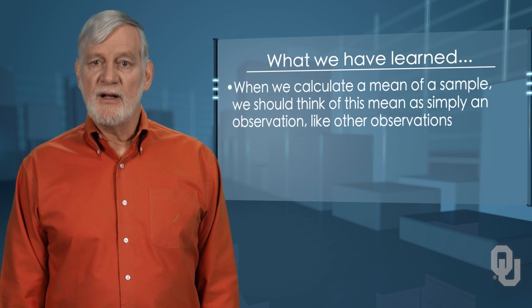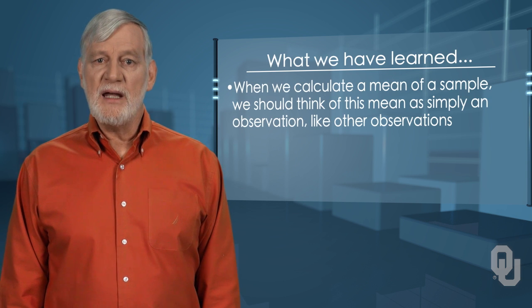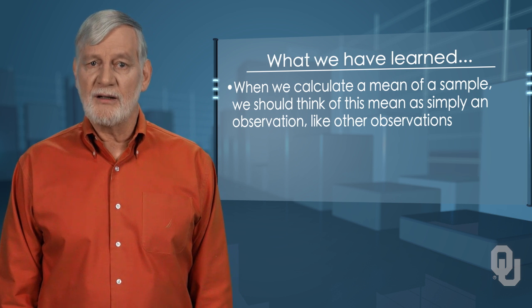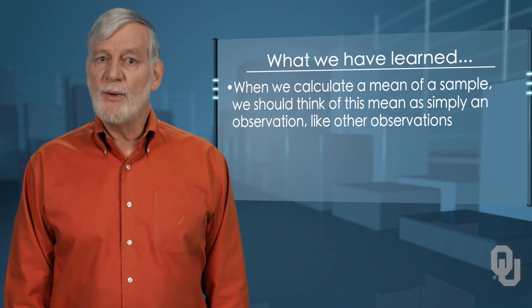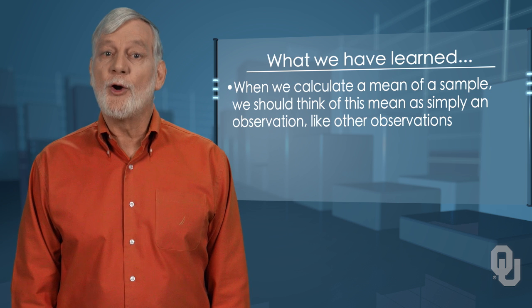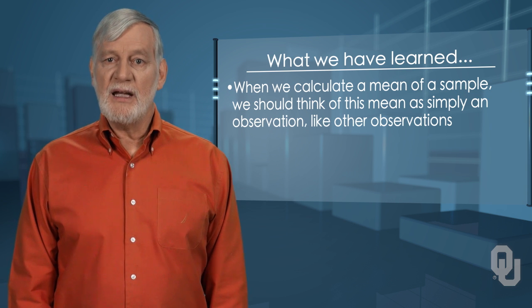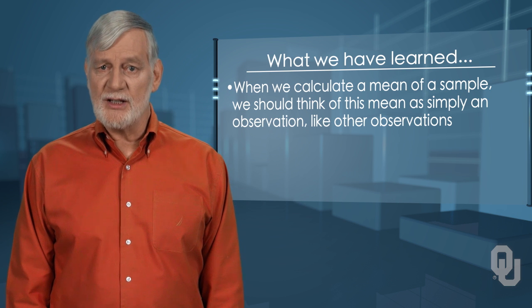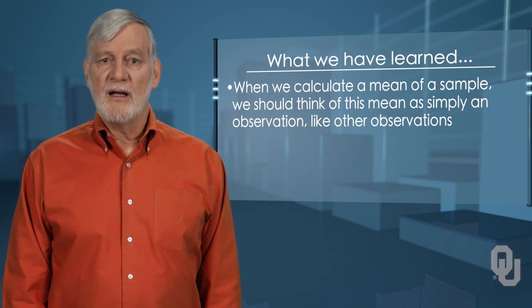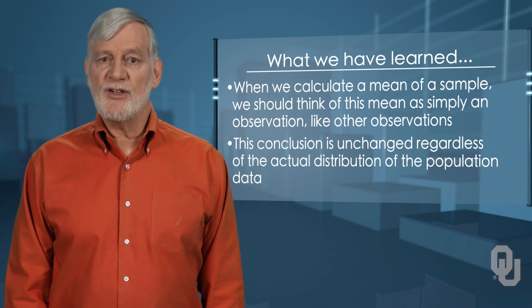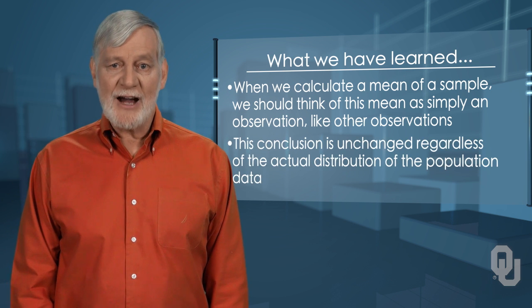What we have learned is that when we calculate a mean of a sample, we should think of this mean as simply an observation, like other observations. But we know this observation comes from a normal distribution, and the mean of this distribution has a mean equal to the mean of the population. It is this mean of the population that we are interested in knowing. This conclusion is unchanged regardless of the actual distribution of the population data.